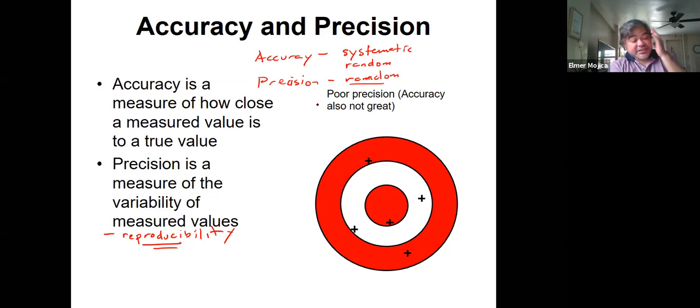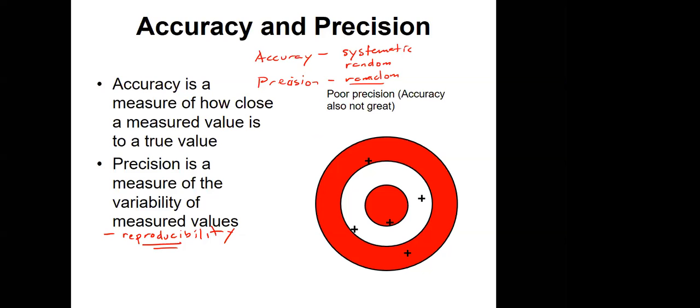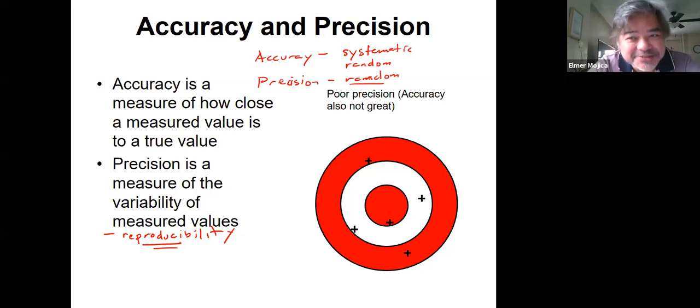Between the two, which is easier to measure, accuracy or precision? Anyone? Which is easier to measure, accuracy or precision? Anyone? Want a roll call?